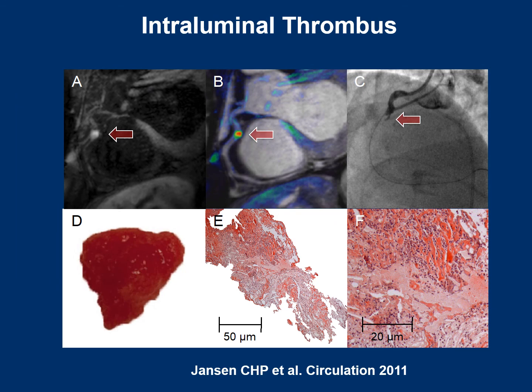Intraluminal thrombus can also be detected with MR vessel wall imaging due to the lower T1 value. In this patient, the thrombus has been validated by PAS and correlated with coronary angiography.